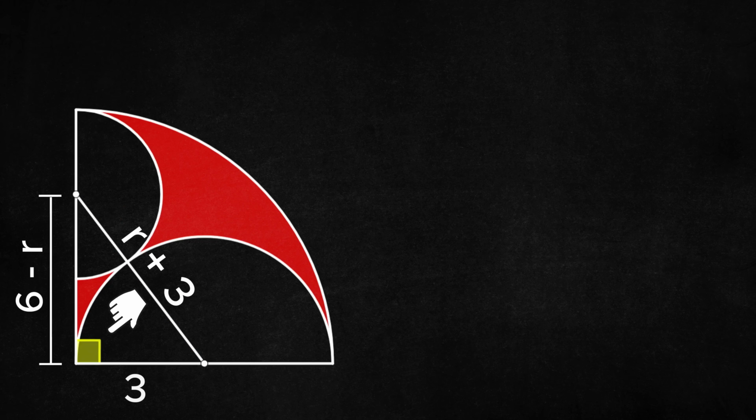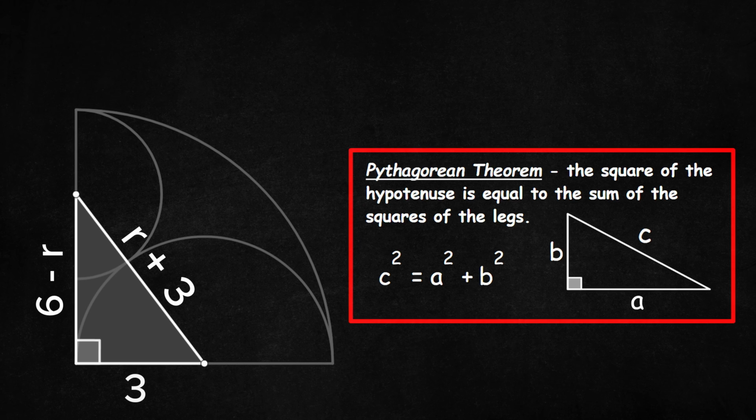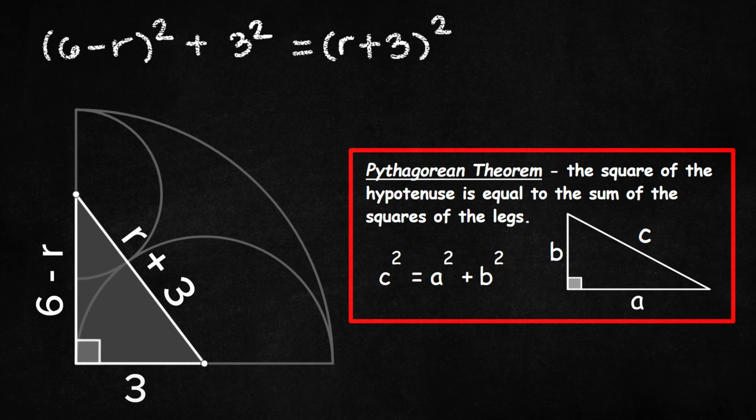The central angle of a quarter circle is a right angle, which means we have formed a right triangle with legs 3 and 6 minus r and a hypotenuse of r plus 3. According to the Pythagorean theorem, the sum of the squares of the legs of a right triangle is equal to the square of its hypotenuse. Therefore, (6 minus r) squared plus 3 squared is equal to (r plus 3) squared.